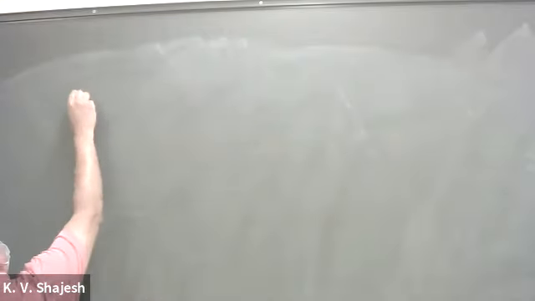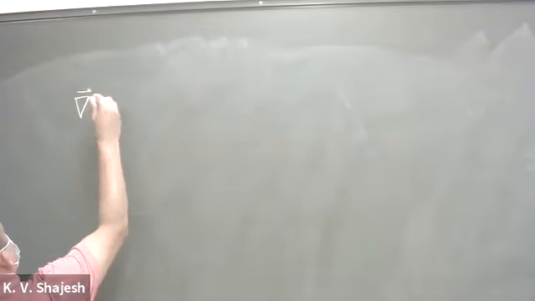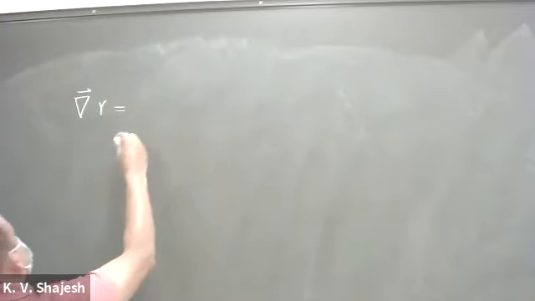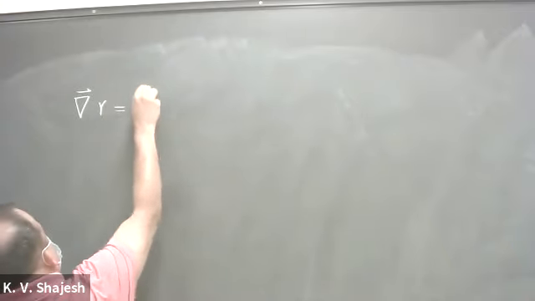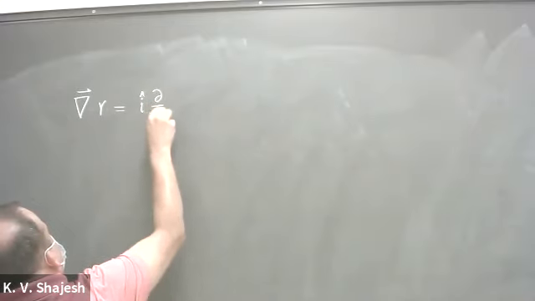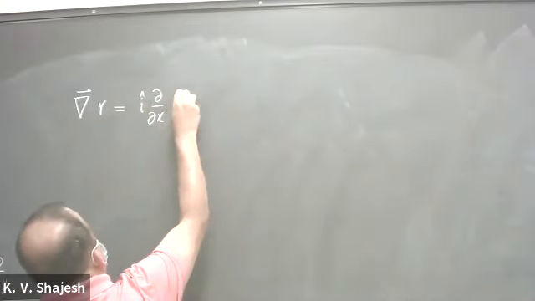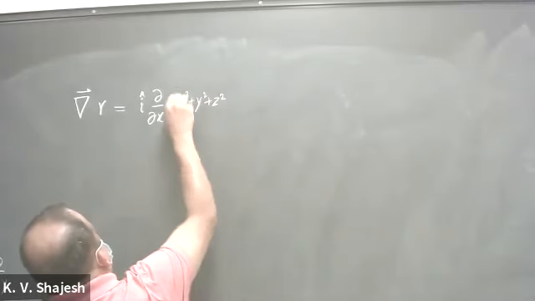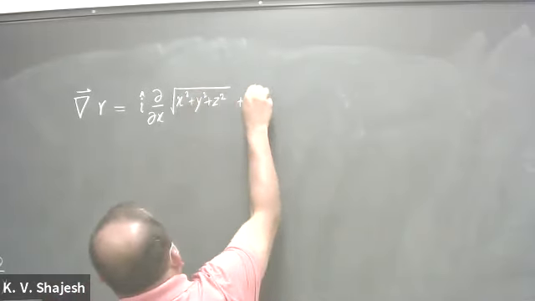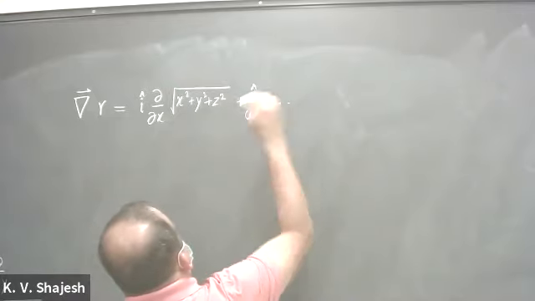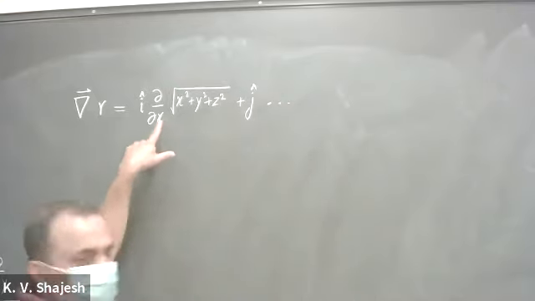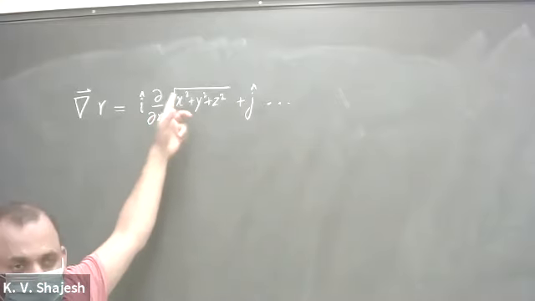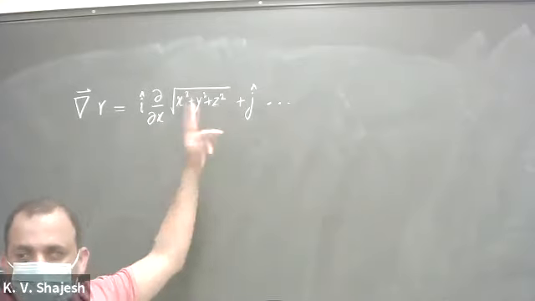So gradient of magnitude of r. We can do this in rectangular coordinates. So this is i hat d by dx of the square root of x squared plus y squared plus z squared, plus j hat times, let me write it like this, because it's a derivative with y, which is identical. Whatever is a derivative with respect to x will be the same as the derivative with y if I replace x with y.